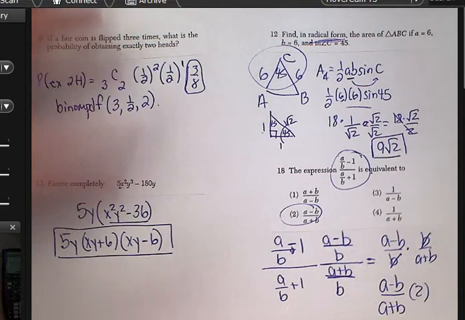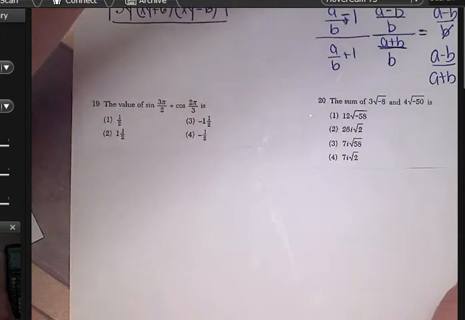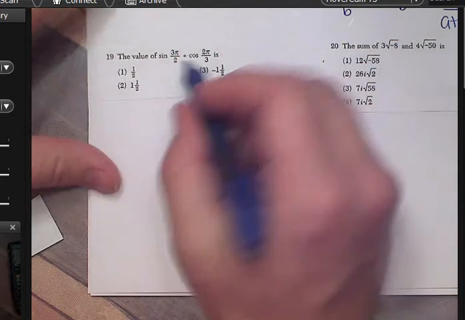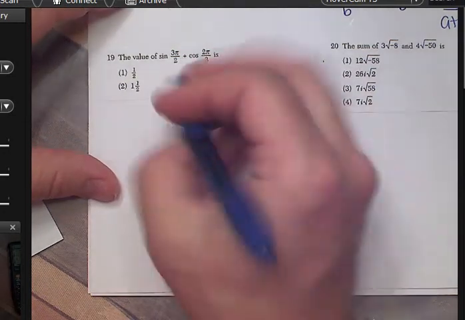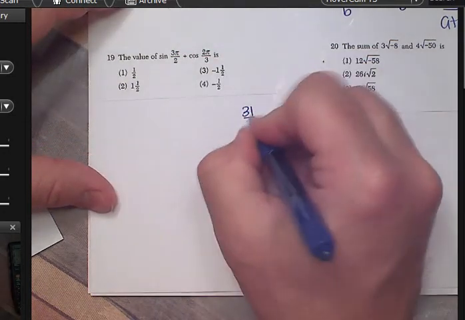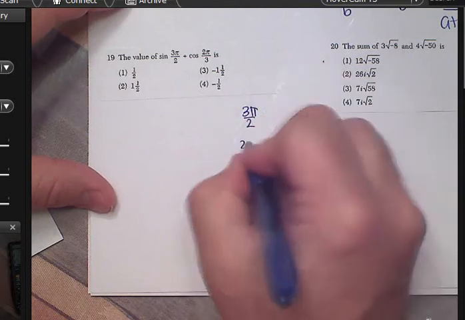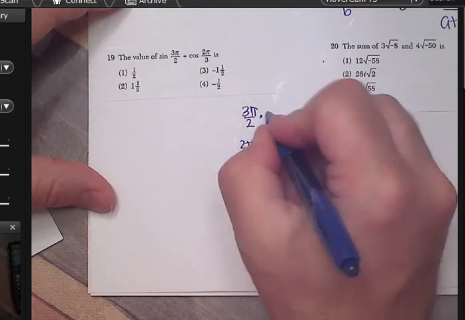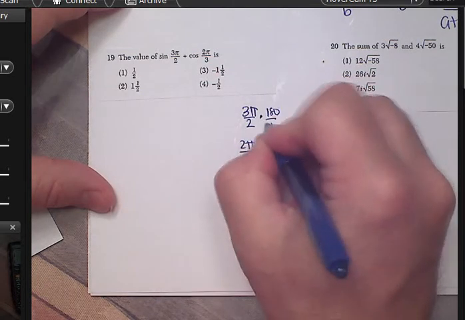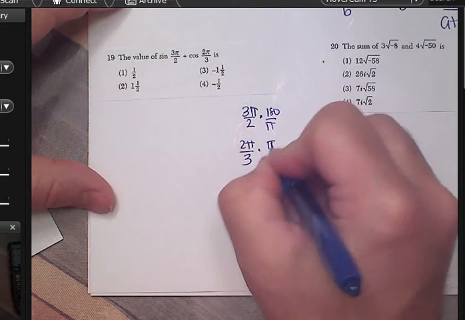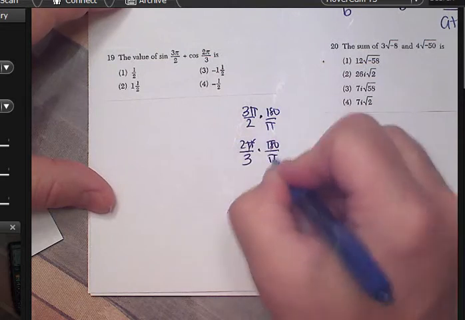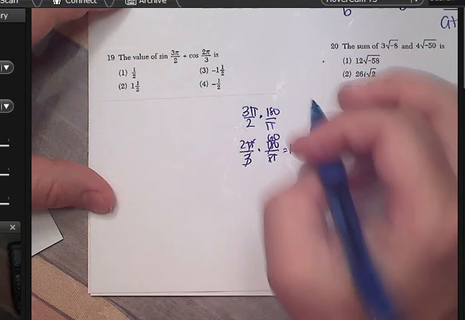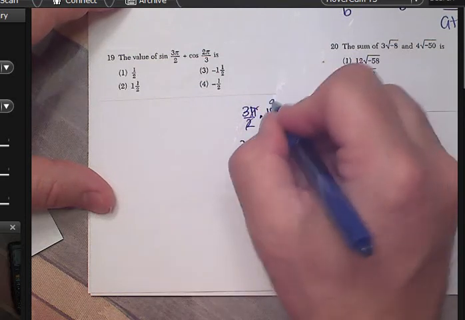Question number 19. Okay, question 19, a couple things you have to remember here is that you have to change 3 pi over 2 and you have to change 2 pi over 3 to degree measure, 180 over pi. Pi's are going to cancel. 3 goes into 180 60 times, so this will be 120. Pi's will cancel. 2 goes into 180 90 times, and so this will be 270.